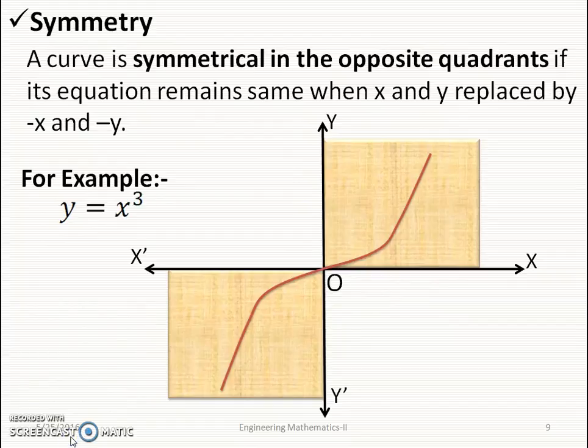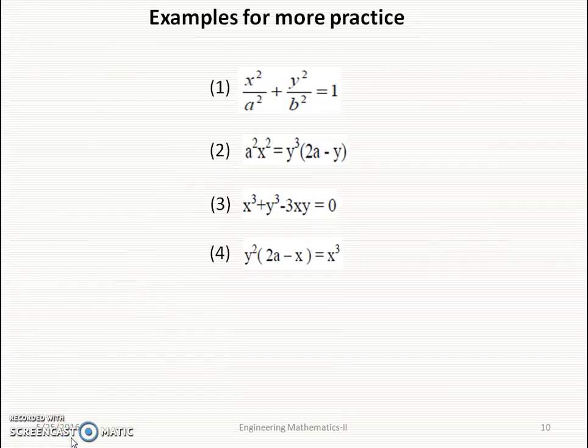Symmetry in opposite quadrants: if x is replaced by minus x and y is replaced by minus y in the given equation of the curve, and if the equation is unchanged, then you can say that the given curve is symmetrical in opposite quadrants. These are some more examples for your practice. Do this practice and try to complete it.